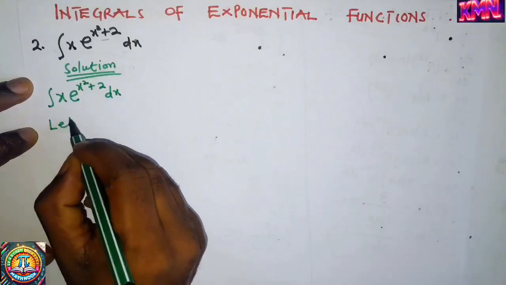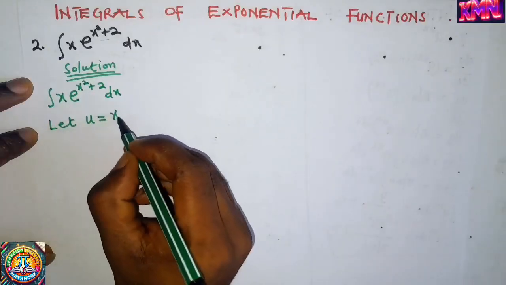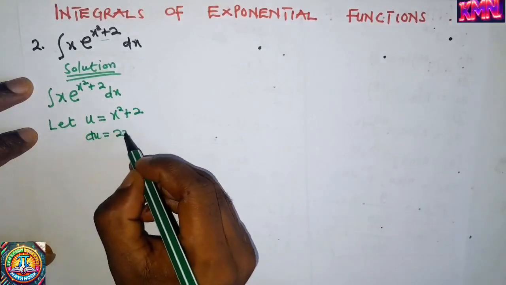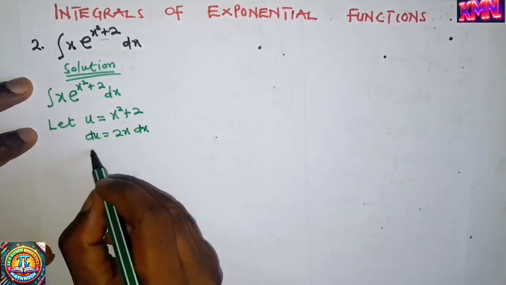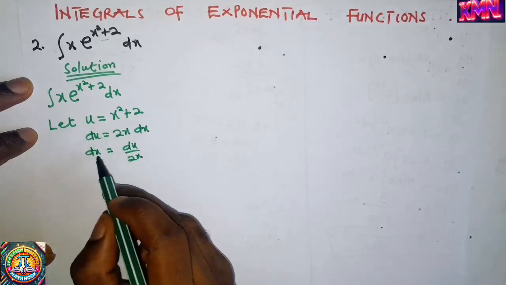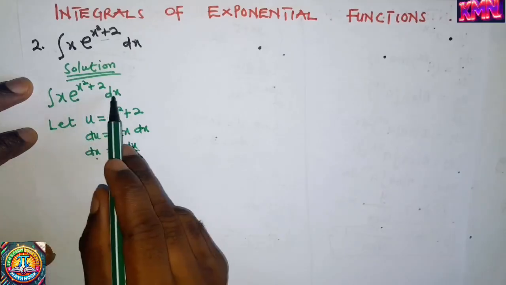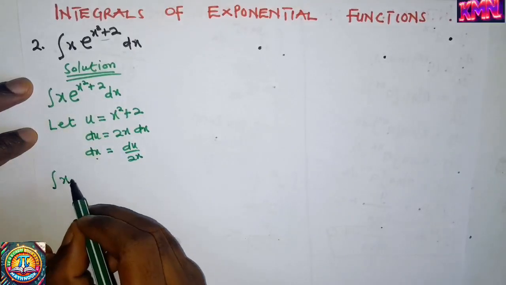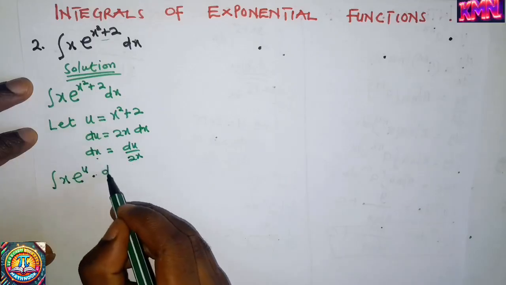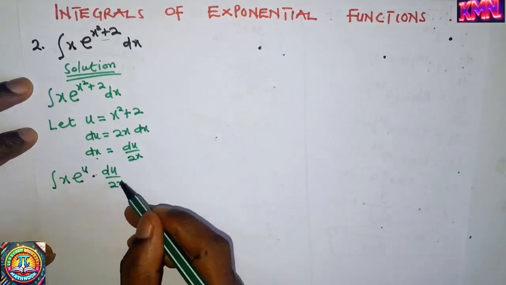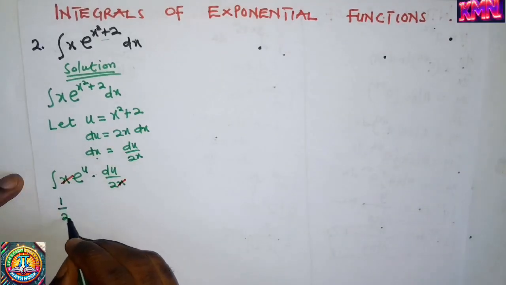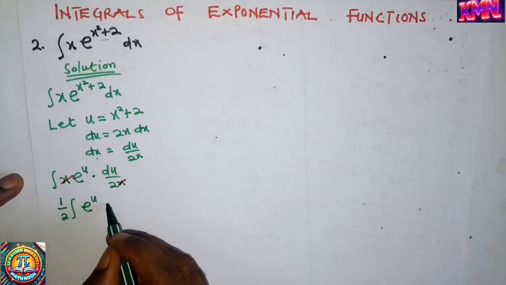So let u equals x squared plus 2. Then our du will be 2x dx. Making dx the subject, we are going to get du on 2x. So now let's substitute the x and u into this integral, and that will produce integral of x e^u. Then the dx is now this, so dot du on 2x, of which x will cancel x, leaving 1 on 2 integral of e^u du.